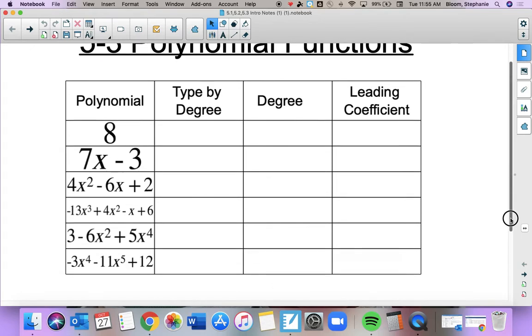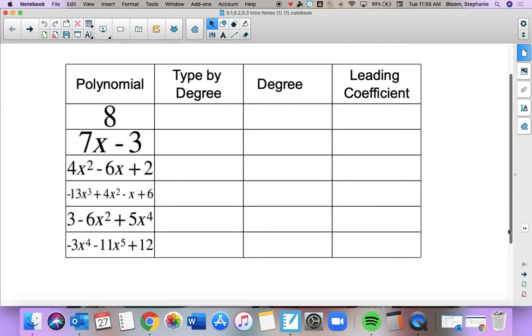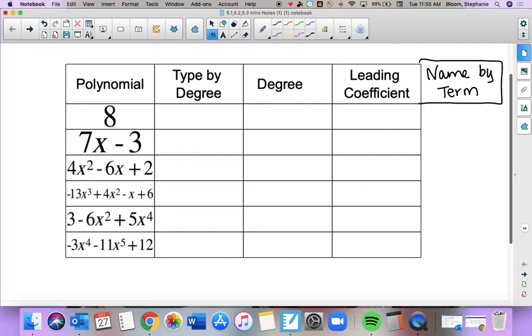But we're going to start with some vocabulary that you need to memorize for polynomial functions. And one box that I didn't put on here that I want you to put is you also need to be able to name your polynomials by the number of terms that exist. So if you'll just add that column to your notes, that would be helpful. And you should have learned this in Algebra 1. I guess we'll see how well you've retained it.